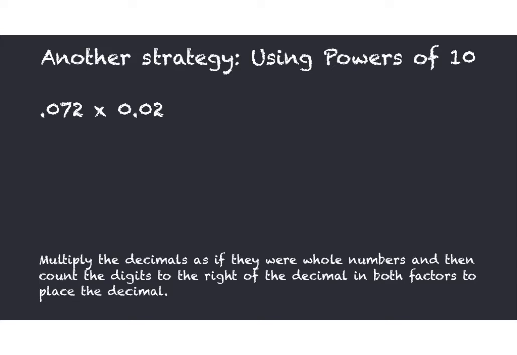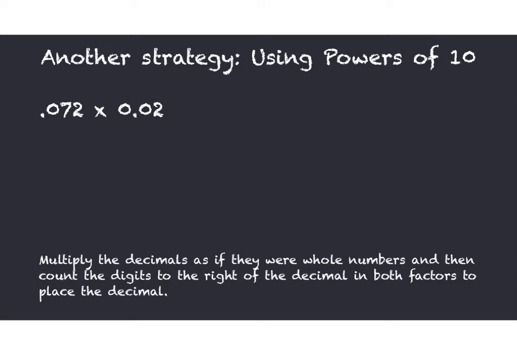Sometimes estimation is not as helpful or as practical as it is in the earlier example. Take this example, for instance. 72 thousandths times 2 hundredths. If we were to round both of these numbers off to the nearest whole number, we would end up with 2 zeros, and that doesn't really help us solve this problem or place the decimal point. So another strategy would be to use our understanding of powers of 10.